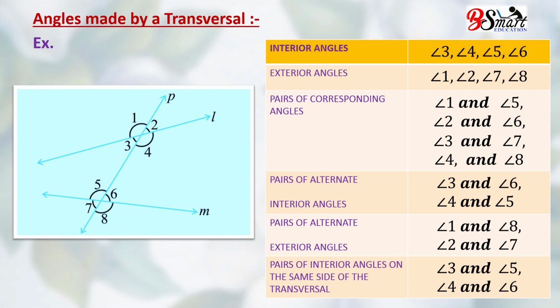Now pairs of alternate interior angles. Angle 3 and angle 6, angle 4 and angle 5. Now pairs of alternate exterior angles. First pair angle 1 and angle 8. Second pair angle 2 and angle 7. Pairs of interior angles on the same side of the transversal. First pair angle 3 and angle 5 and second pair angle 4 and angle 6.